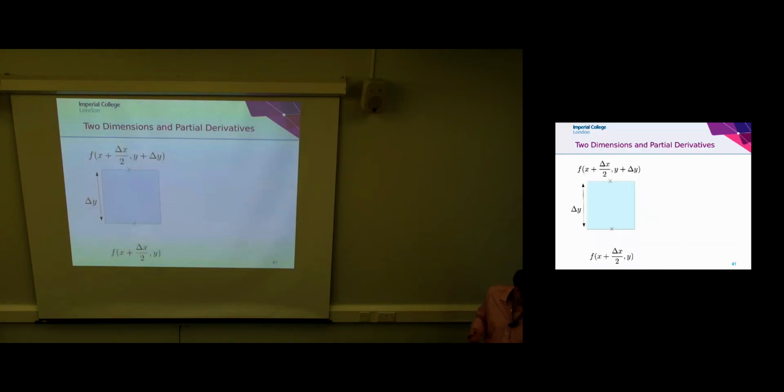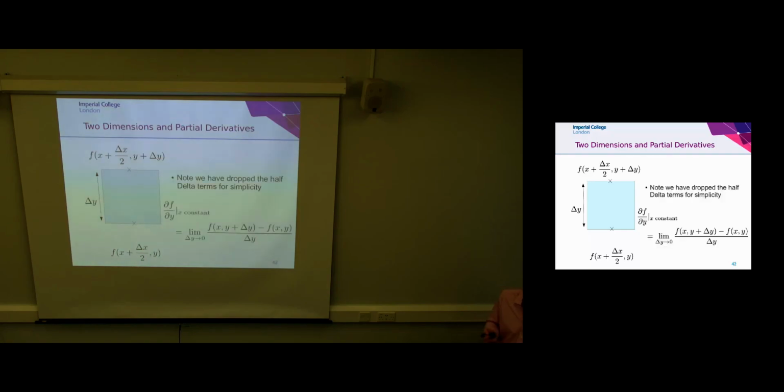In the y direction we can do exactly the same thing. So we're using x plus delta x over 2, the halfway point, and we're taking a y value and y plus delta y. And again we're taking a limit where delta y tends to a point. So this idea that you've got this small patch, if you like, and it's getting smaller and smaller, and in a limiting case we get a derivative here where x is constant.